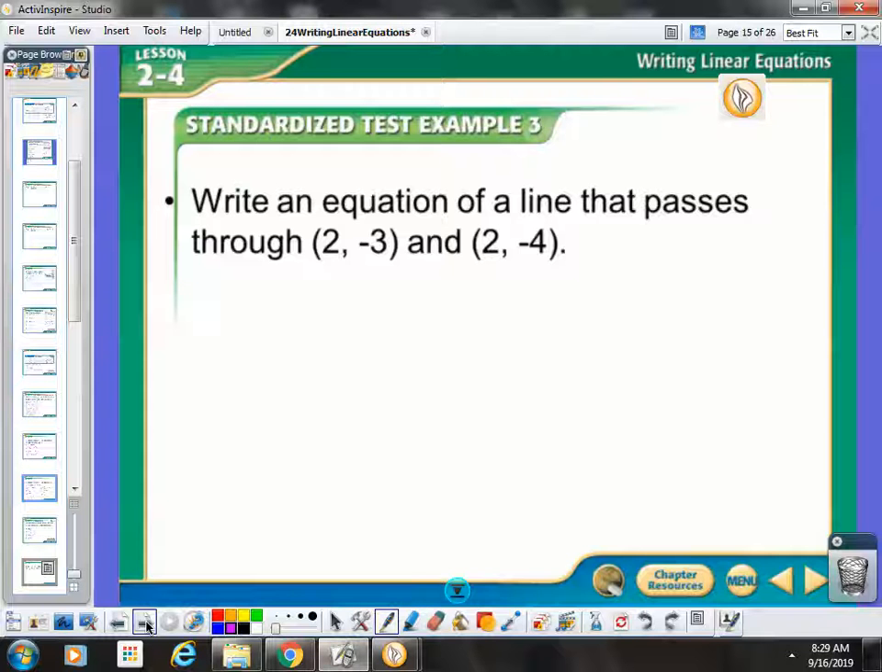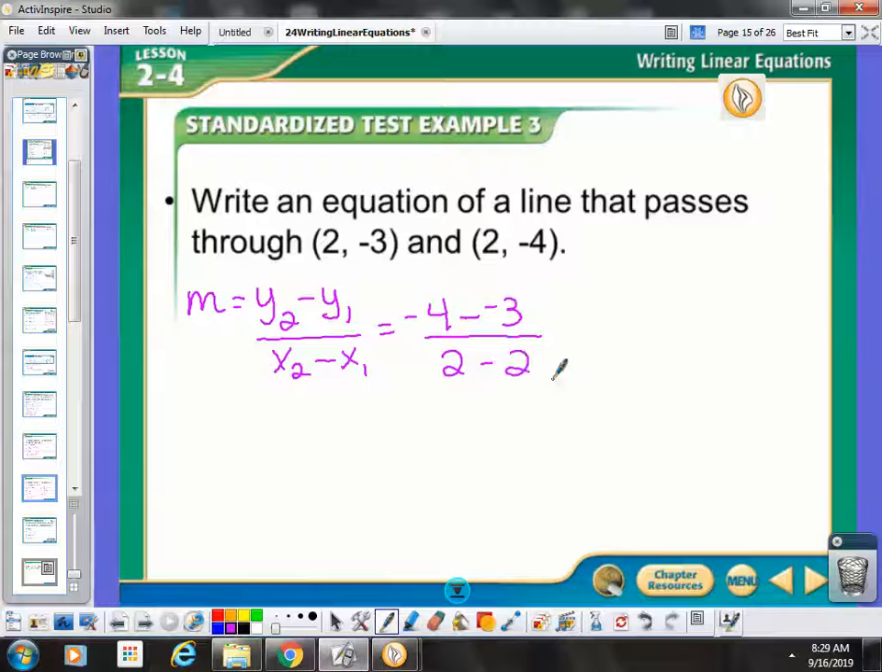Well, if we want to write the equation, we know we're going to have to at least have a slope, aren't we? Whether we do slope-intercept form or point-slope form, it doesn't matter. So let's start by finding the slope. And I think you guys know we can use the slope formula: y sub 2 minus y sub 1 over x sub 2 minus x sub 1. So it's going to be -4 minus a -3 over 2 minus 2.